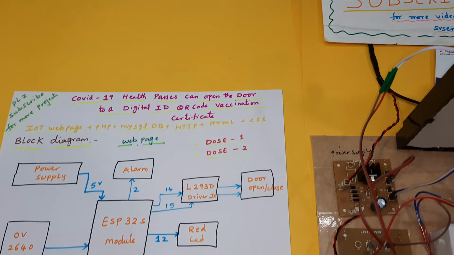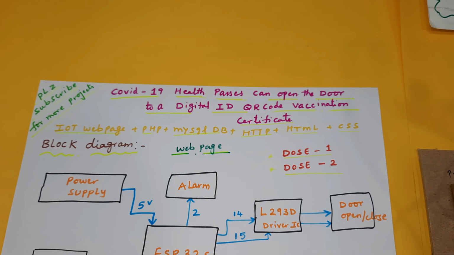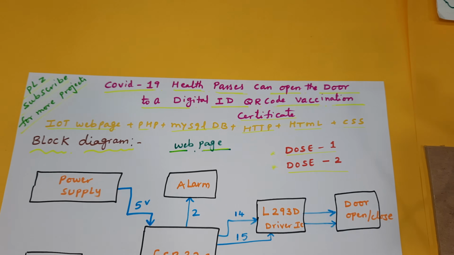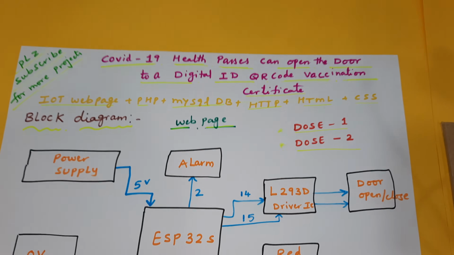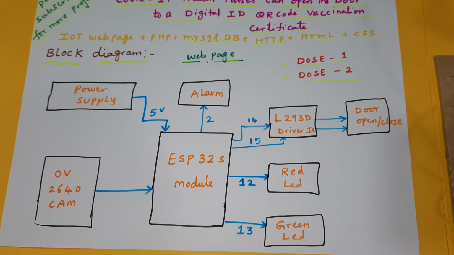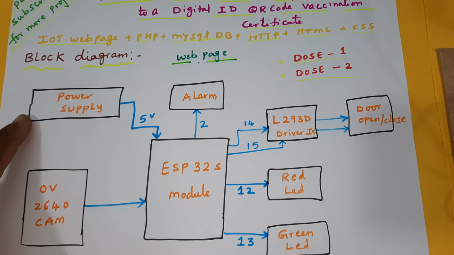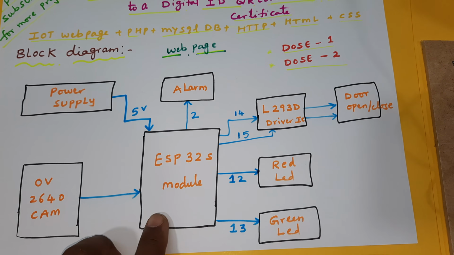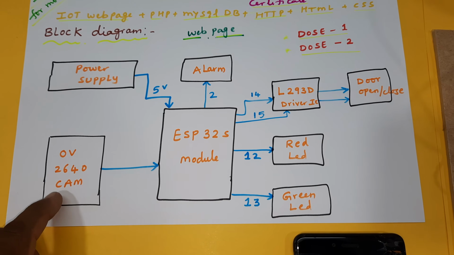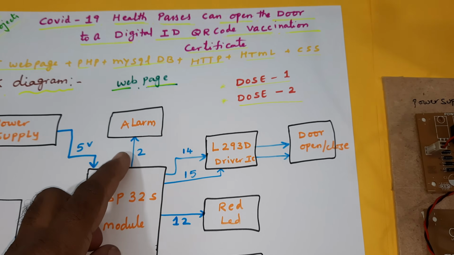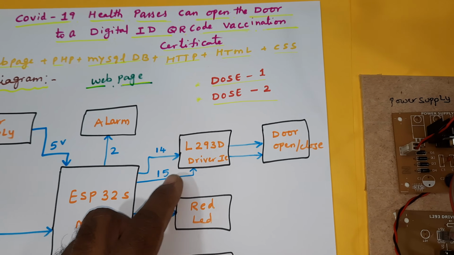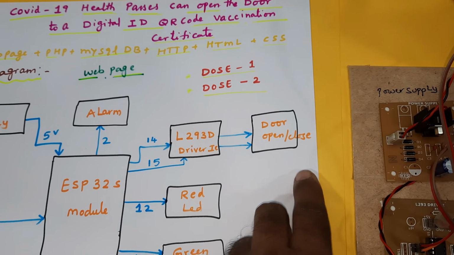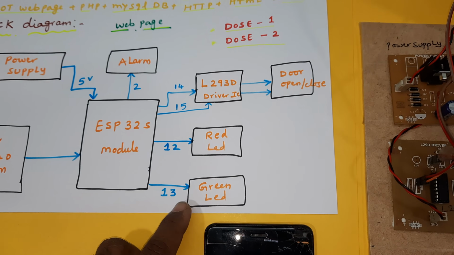The project title is COVID-19 Health Passes can open the door to a digital ID QR code vaccination certificate. Here we are using a 5 volts power supply, ESP32 camera module, OV2640 camera and alarm. It is connected to the second pin, L293D driver IC, DC motor and red LED, green LED.